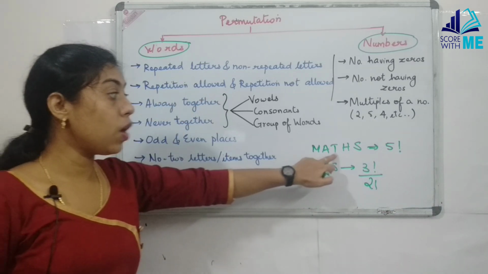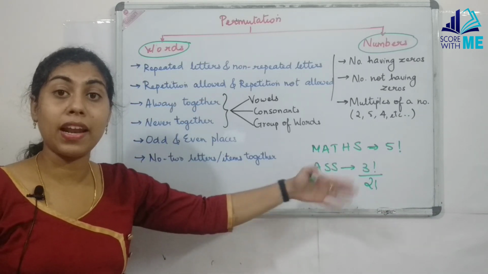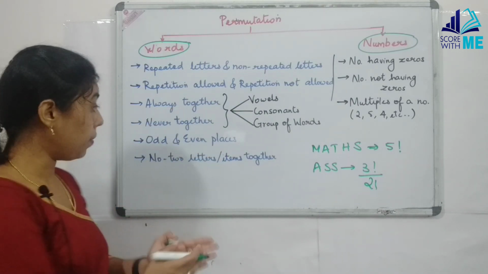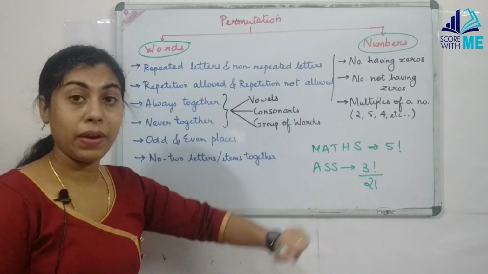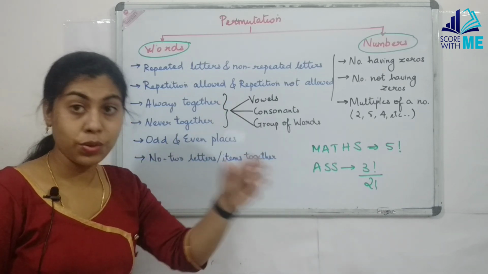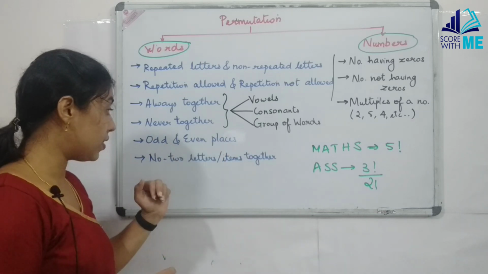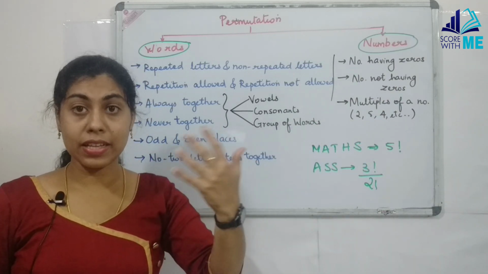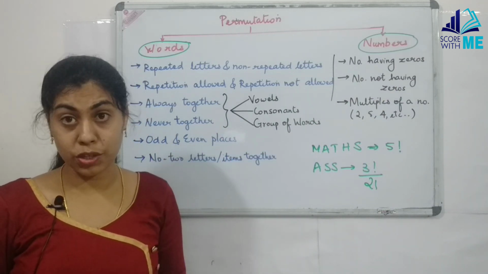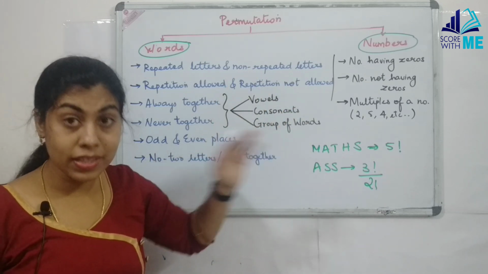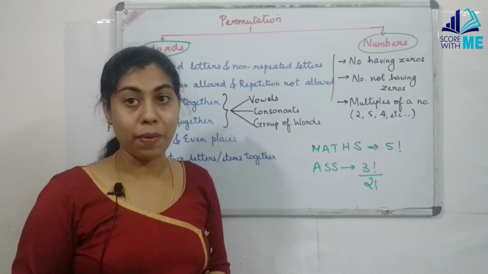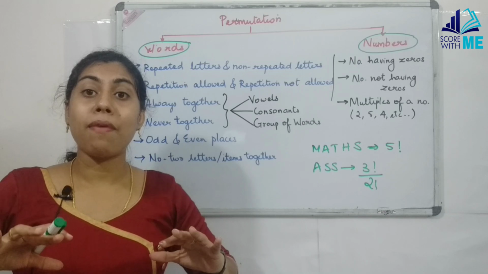Repetition is allowed. Here we did it without repetition; if repetition is allowed, that is again going to be different. Always together, never together, and arranging in odd and even places. If each one is given a place and we are given restrictions on how each letter can be placed, that again gives a different sort of question. And for numbers with zeros, the question differs because there is a specific condition that has to be taken into account. So these many types of questions can come from the permutation part, and we will see them in the next video. Here we will make our concepts clear.